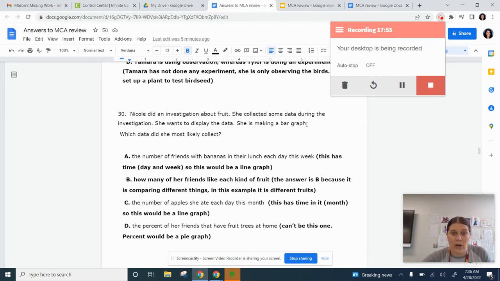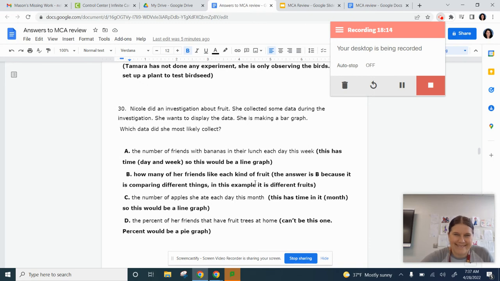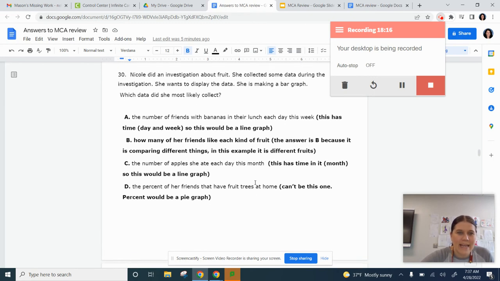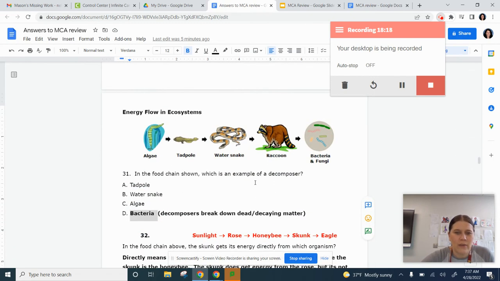Here we're looking for a bar graph. C, also time, each day this month. D says percent, so that would be a pie graph. So the answer had to be B. How many of her friends like each kind of fruit? So we're comparing different fruit, different friends, different fruit. So B for 30.